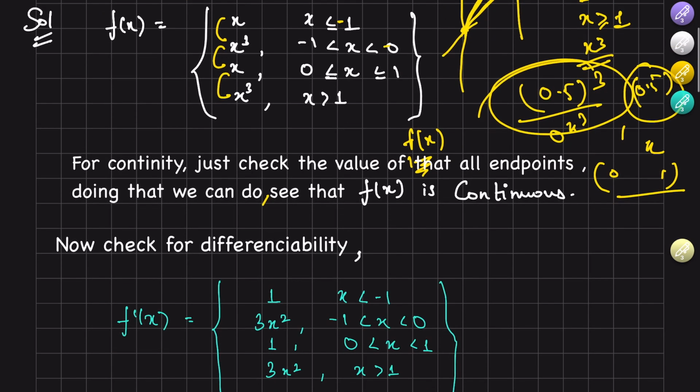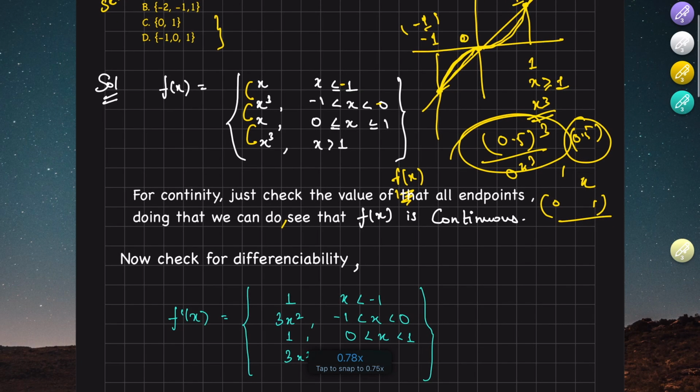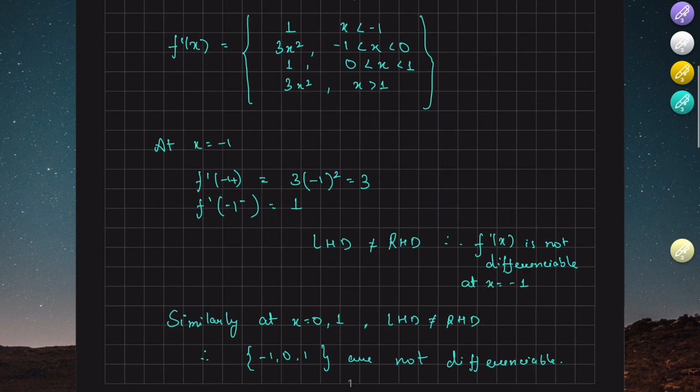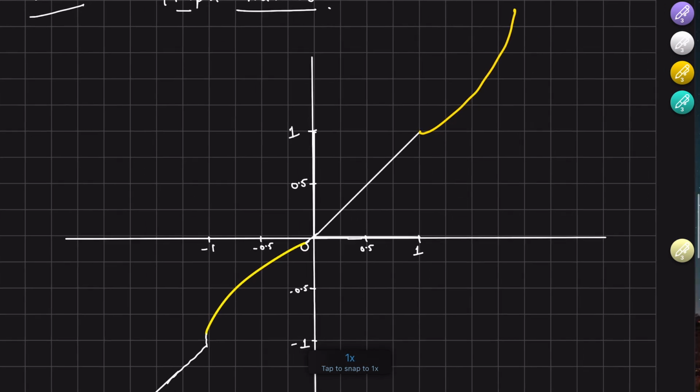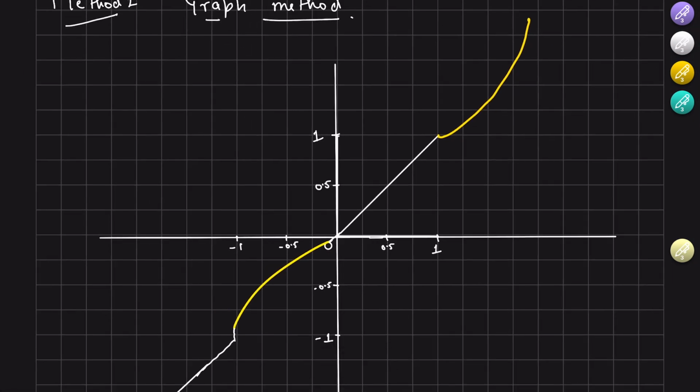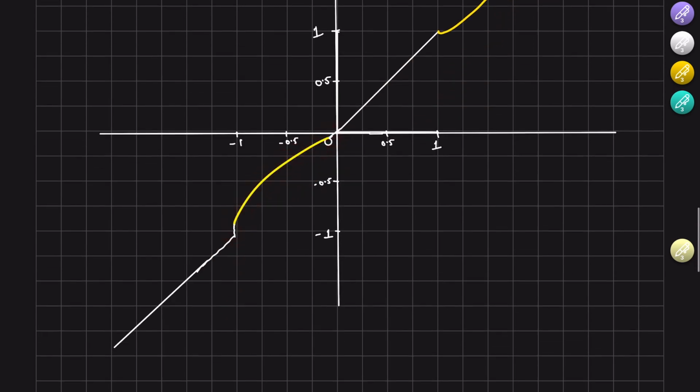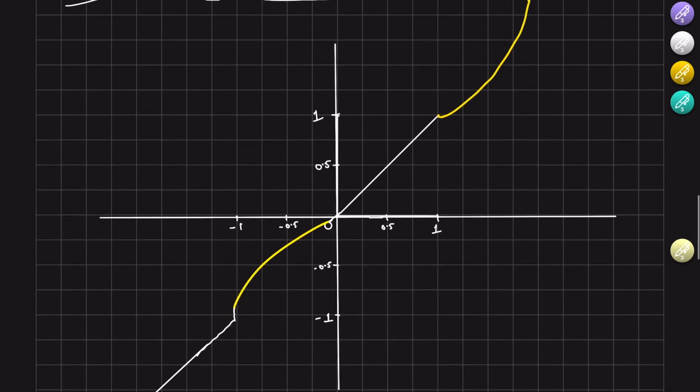It was a pretty simple question, but if you know the graphical approach, now coming to the graph of this question, right? So like this. From 0 to 1, 1 is dominating. After 1, x cube is dominating. From -1 to 0, x cube is dominating, and then less than -1, x is dominating. So this must be the graph of our given function.